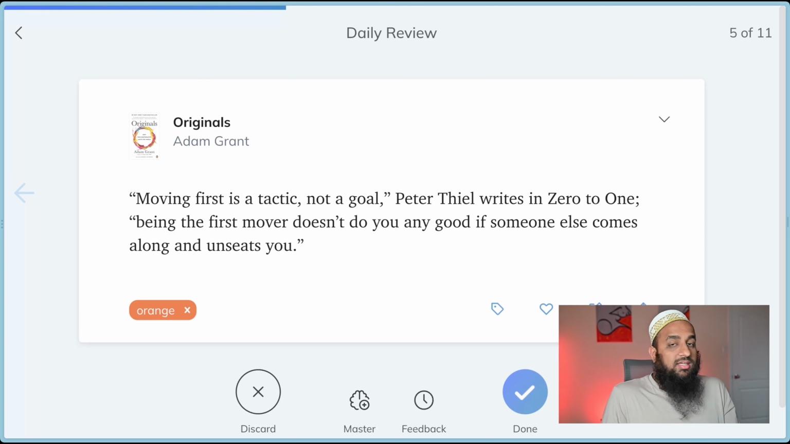Okay, Originals is a really nice book by Adam Grant. In this he says moving first is a tactic, not a goal. Peter Thiel writes in Zero to One, being the first mover doesn't do you any good if someone else comes along and unseats you. So, like the book's title says, it's about being original, being the first inventor, or making something new, being the first in a market space or something.